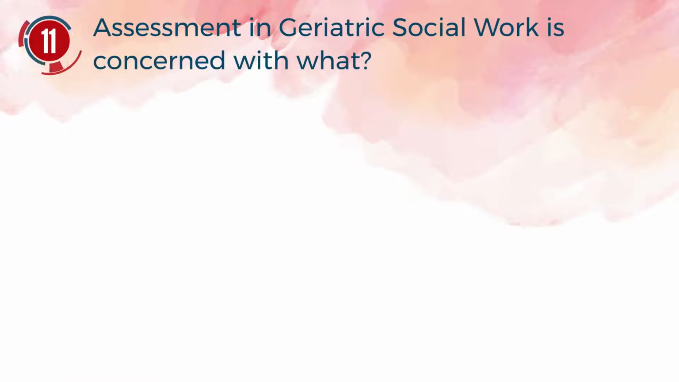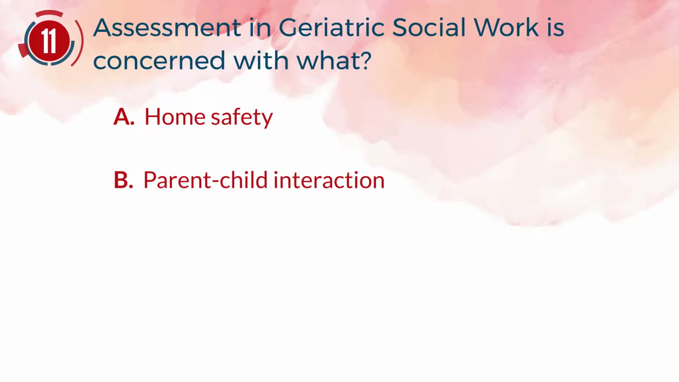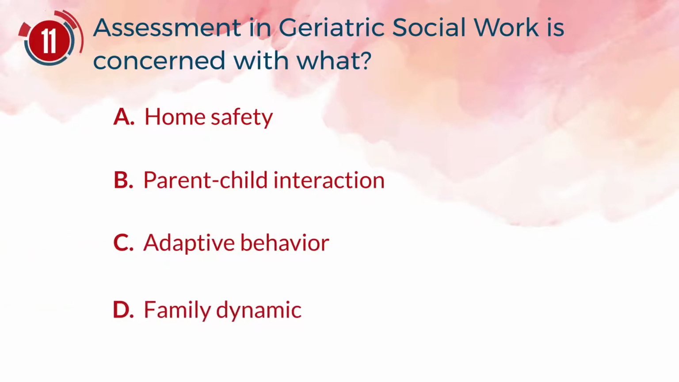Number 11. Assessment in geriatric social work is concerned with what? A. Home safety. B. Parent and child interaction. C. Adaptive behavior. D. Family dynamic.